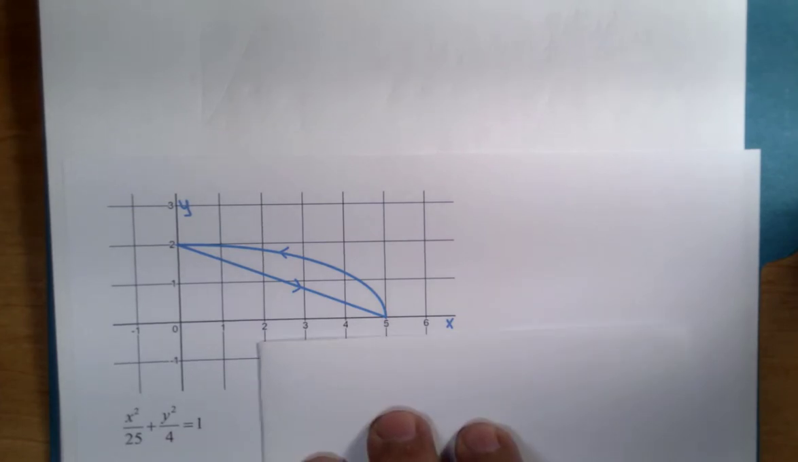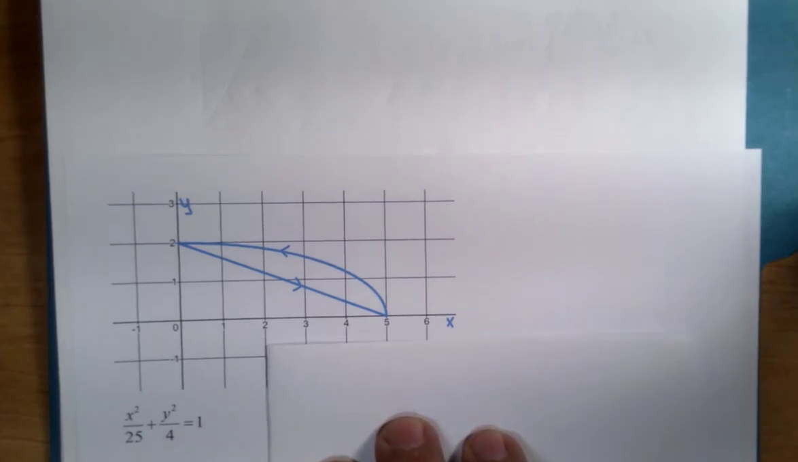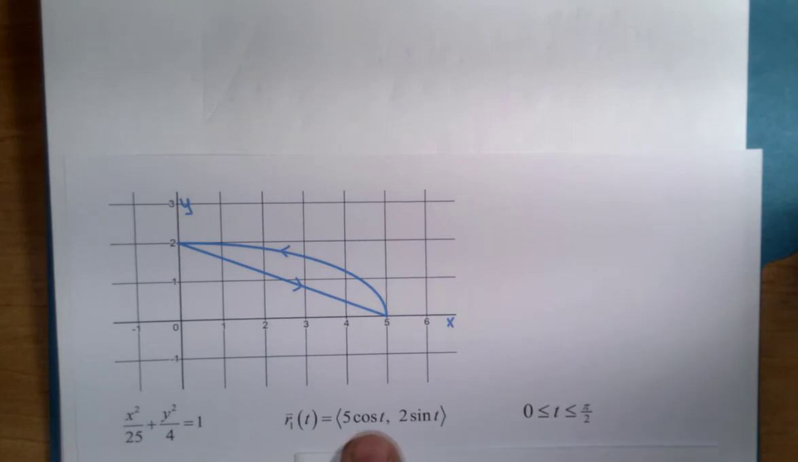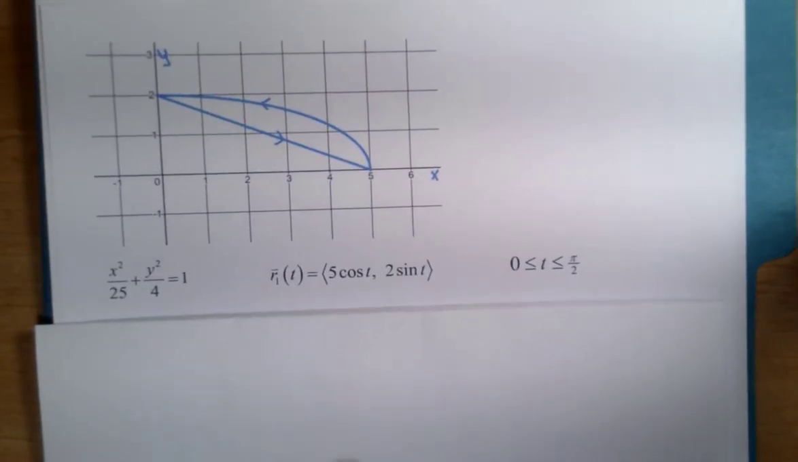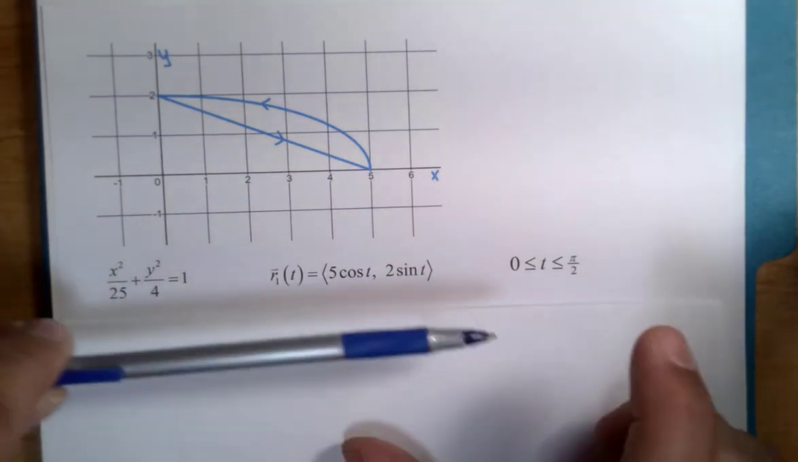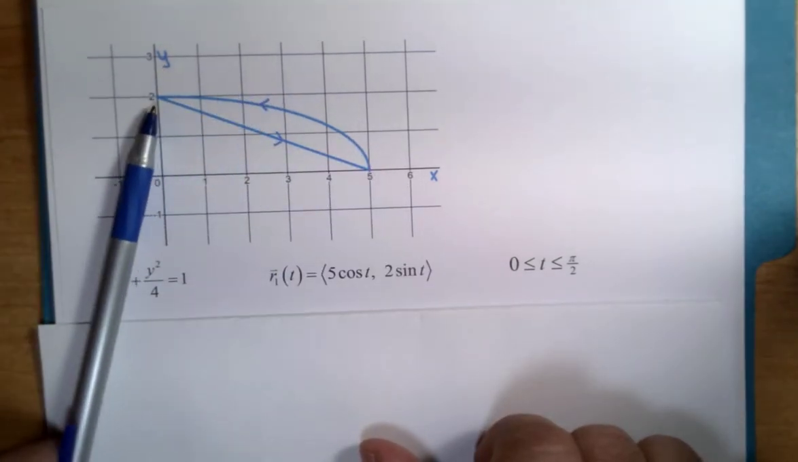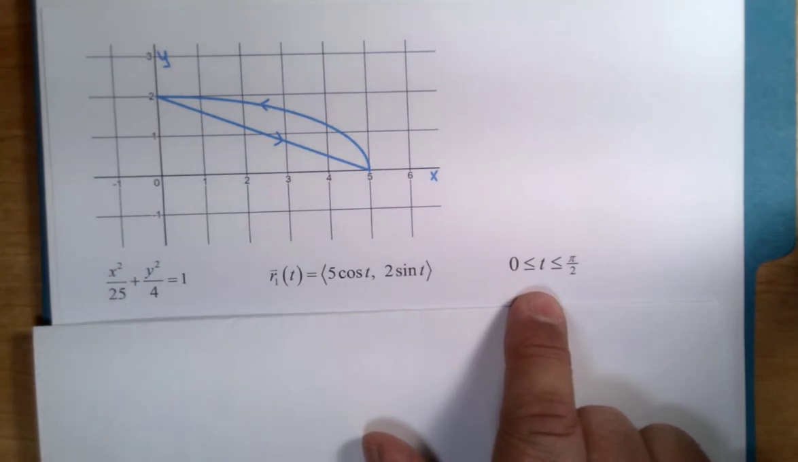Ellipse. Well, we have a version of the ellipse that we've already worked on before. We'll call it a circular version of it. 5 cosine t, 2 sine t would be the entire ellipse if we allowed t to evaluate from 0 to 2 pi. But we only need it to go from here to here. So t, or sometimes it could be called theta, would be from 0 to pi over 2.